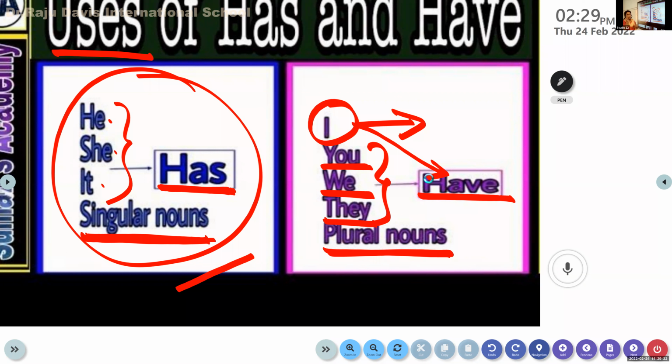Okay, so when we learned about the usage of am, is, are, I told you am is always used with I. But here, has and have, I is used with have, not with has. Kindly do remember, I have a pen. I have a pencil. Is that clear? So all of you, please remember once more, have is used with plural nouns and also with I, you, we, and they. Clear to all of you?